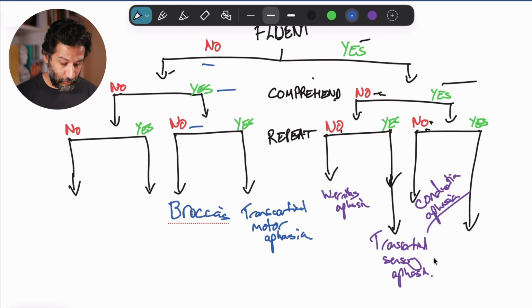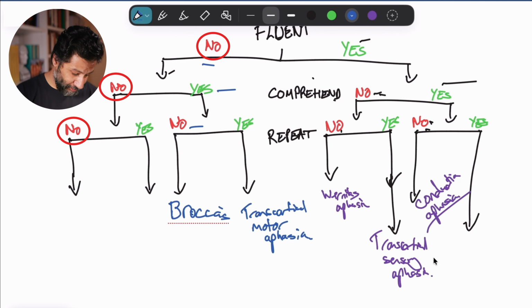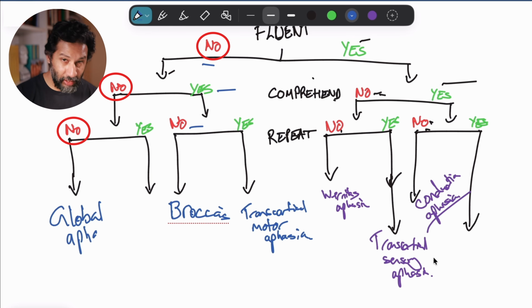Okay, non-fluent, comprehension impaired, cannot repeat. So they're all the way down here at the bottom. This is a global aphasia. This is terrible, okay? This is nothing. Now you can understand why it's global, because it's so severe. You've knocked out Wernicke's, knocked out Broca's, everything's destroyed.